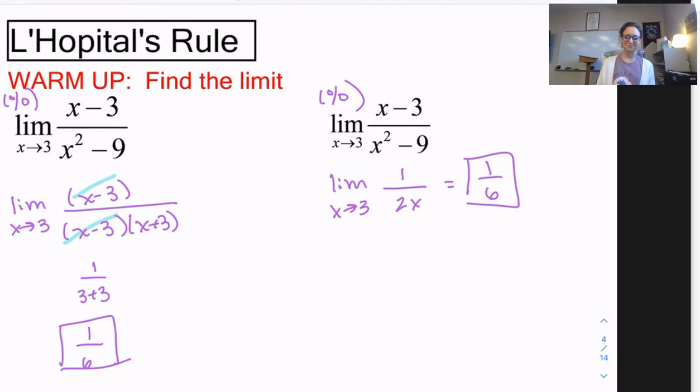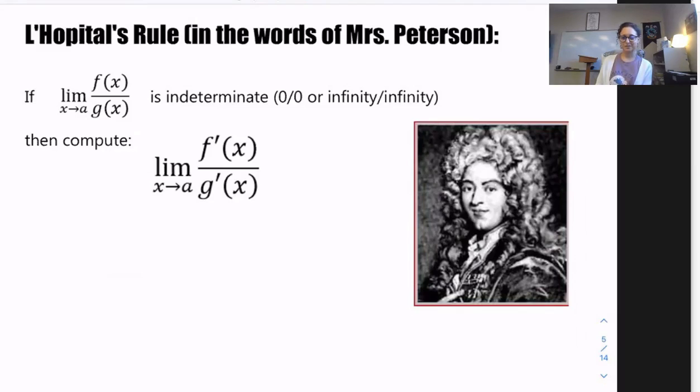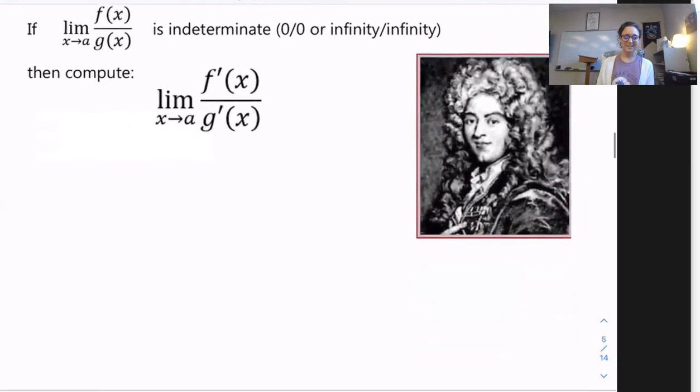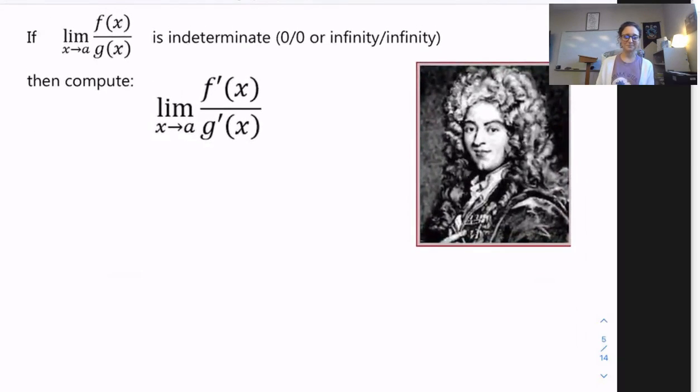Don't switch the two. So this is Mr. L'Hopital, French mathematician from the 17th century. And this is what his rule says. So if you've got the limit as x approaches a of f over g is indeterminate, so 0 over 0 or infinity over infinity, then you can compute the limit as x approaches a of f prime over g prime. So I'm going to force a pause on your screen. Can you please write this in your notes?